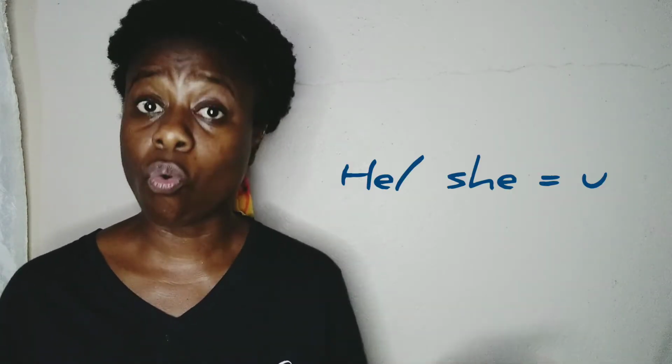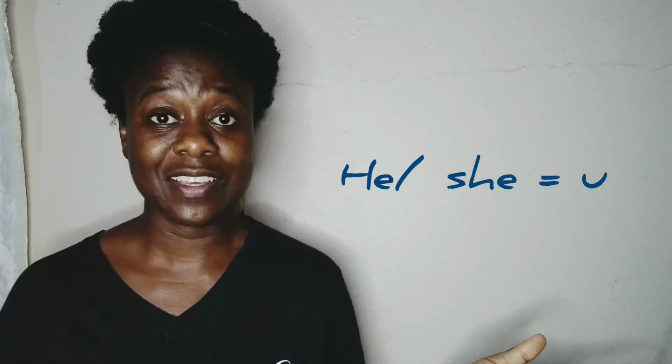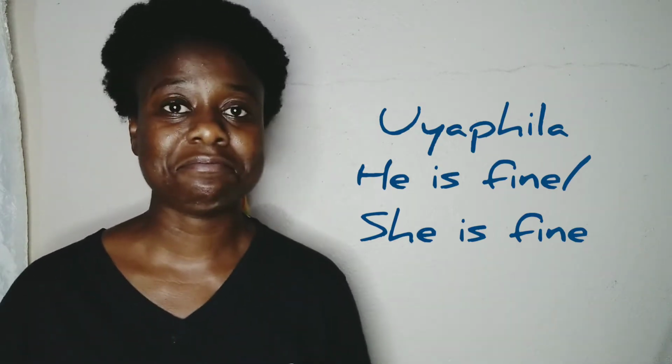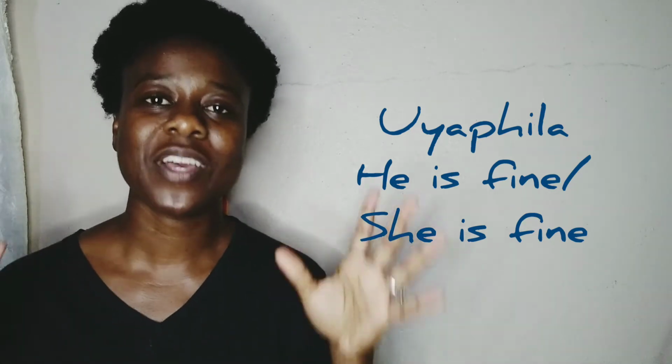The first is regarding pronouns. In English, we have he and then we also have she. Those are pronouns that refer, he to a male, she to a female. In SiSwati, the equivalent of that is just one word. Whether it's a male or a female, we just say u. U means he or she. So in SiSwati, we would say uyaphila. And that could mean he is fine. It could also mean she is fine. So he or she in SiSwati is one word, u.